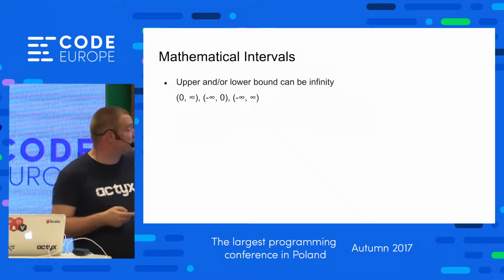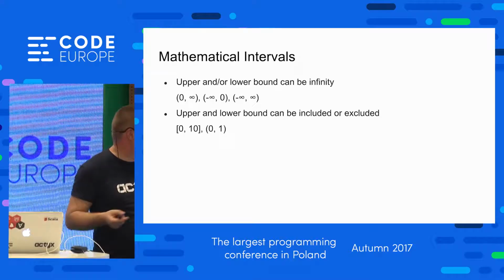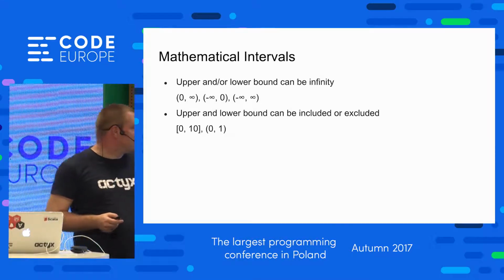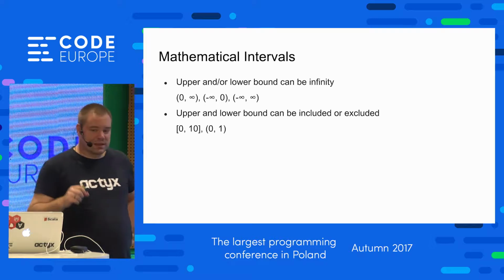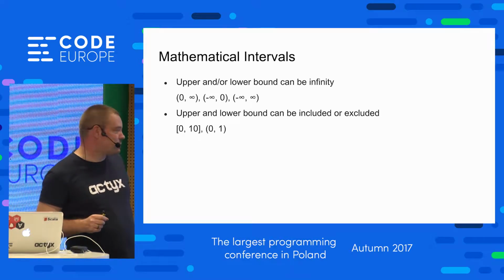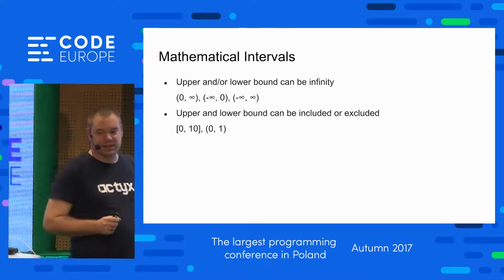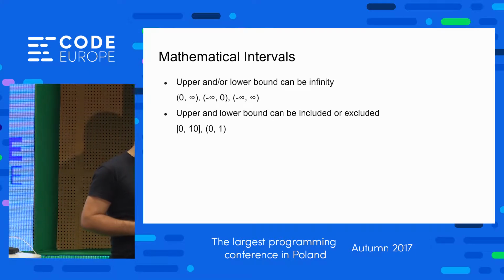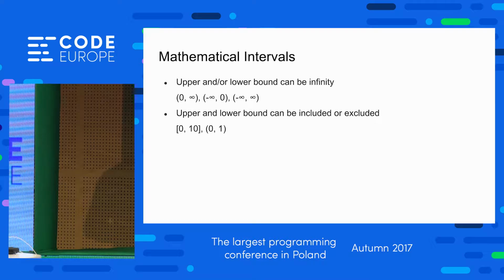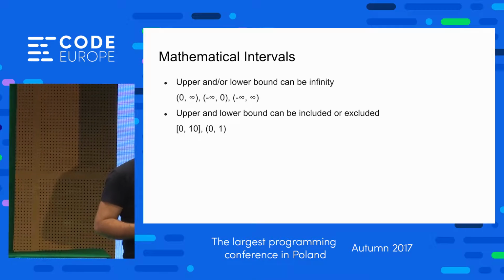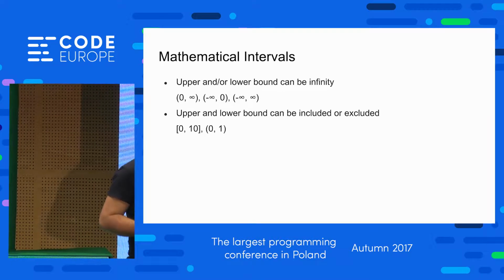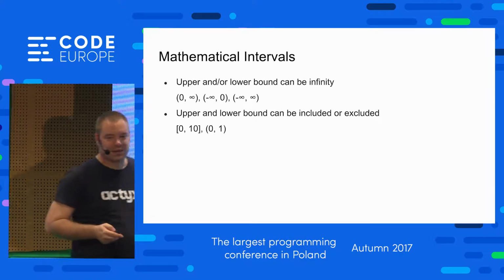So we will see how these are useful, but first of all, let's see what is there. Next thing is mathematical intervals keep track of whether the boundaries are included or excluded. So in this case, 0 is included, 10 is included, and in this case, 0 is excluded. So the value immediately above 0 is included, but 0 is not included. Same with 1.